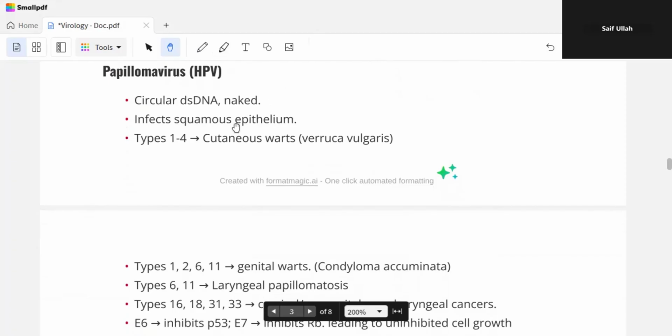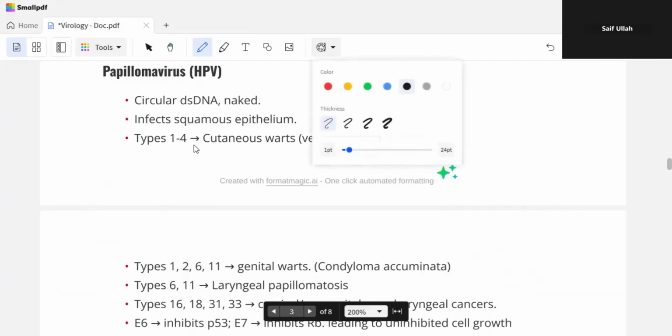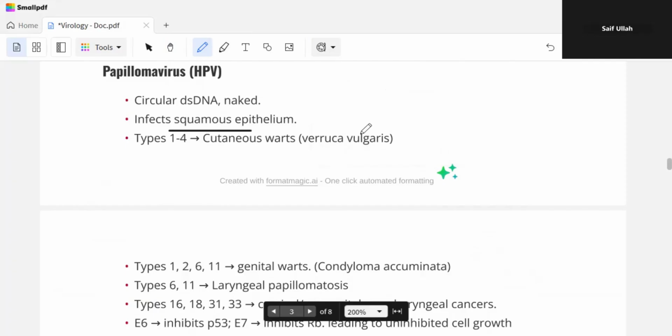Okay, so the next virus we're going to cover is papillomavirus, or HPV. It is circular, has double-stranded DNA, and it is naked. One thing about papillomavirus is that it infects the squamous epithelium. So wherever there is squamous epithelium, particularly the keratinized squamous epithelium, these viruses are going to be present there.